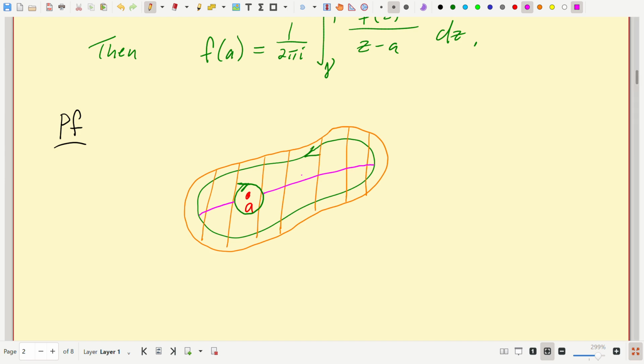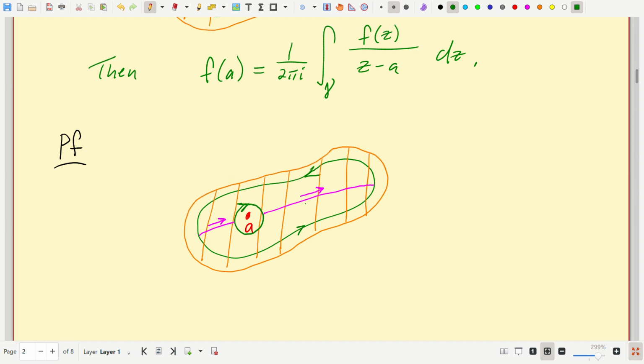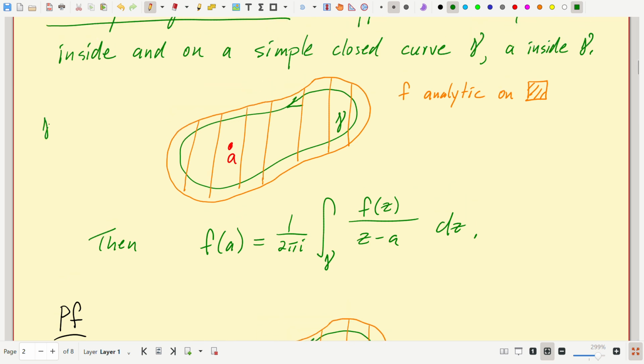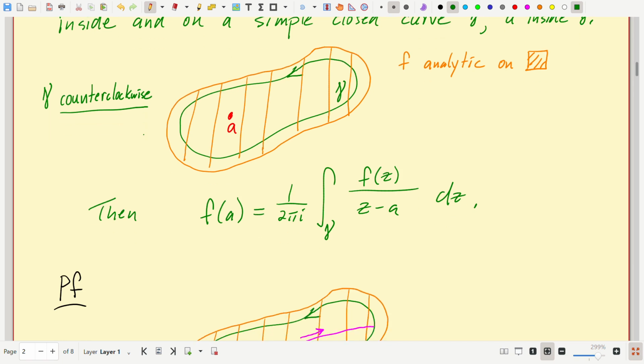I'm going to think about going around this way once, and this thing is counterclockwise, so it goes like that. By the way, this gamma has to be counterclockwise. That's part of the assumption. So I should have added here, gamma is oriented to be counterclockwise. If it went the other way, of course, there'd be a minus sign in the formula. f of a would be minus that thing if it was clockwise.